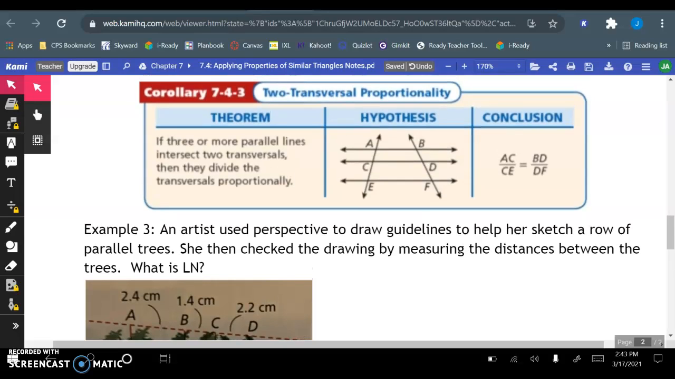Next is the two transversal proportionality. So if we have 3 or more parallel lines, and those parallel lines are intersected by two transversals, so the transversals are the lines going up and down, and the parallel lines are sideways, then they divide the transversals proportionately.